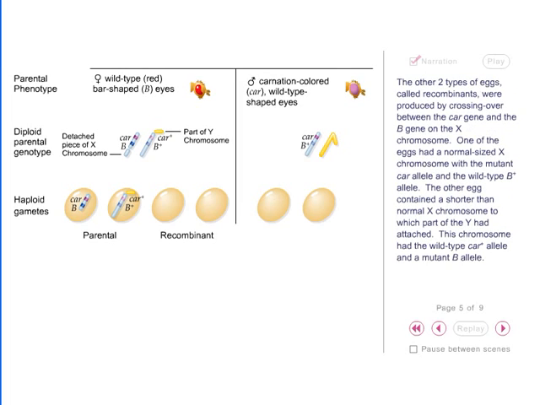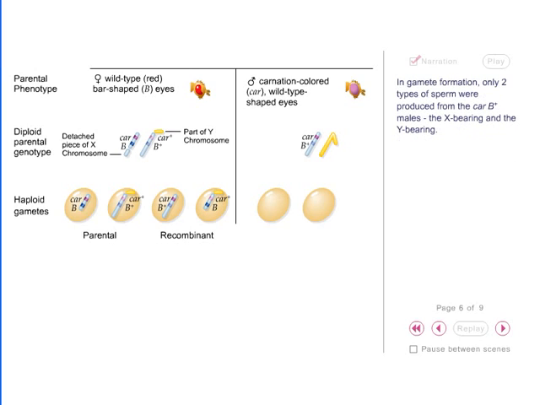The other 2 types of eggs, called recombinants, were produced by crossing over between the car gene and the Bar gene on the X chromosome. One of the eggs had a normal-sized X chromosome with the mutant car allele and the wild-type B+ allele. The other egg contained a shorter than normal X chromosome to which part of the Y had attached. This chromosome had the wild-type car+ allele and a mutant Bar allele.